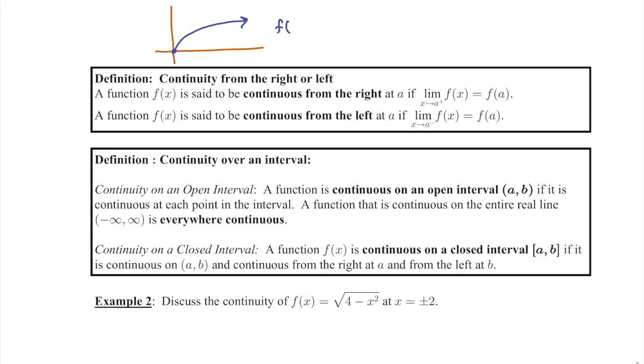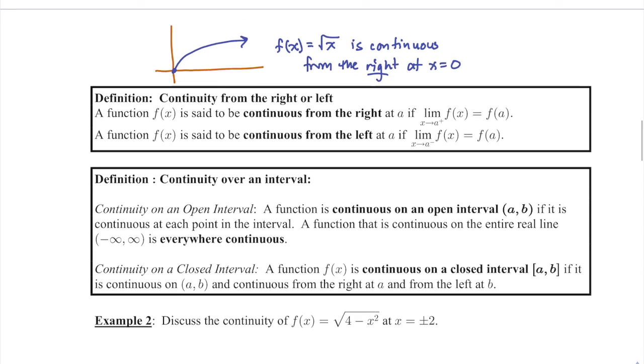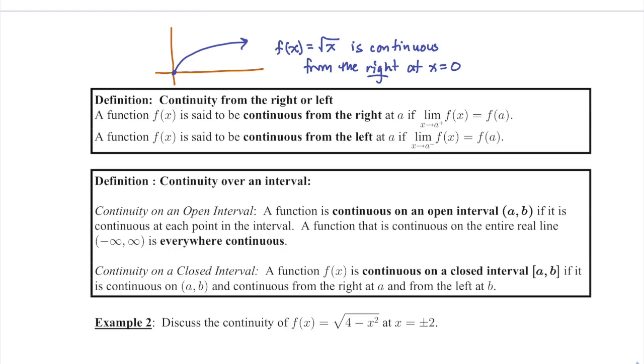Right? So we would say this function f of x equals square root of x is continuous from the right at x equals 0. We can't talk about continuity at 0 because there's no values to the left of that point, but we can talk about continuity from the right. Okay, so that's one place you might talk about continuity from just one side or the other, is if the domain doesn't even include values to the left. Let me make one more sketch here.